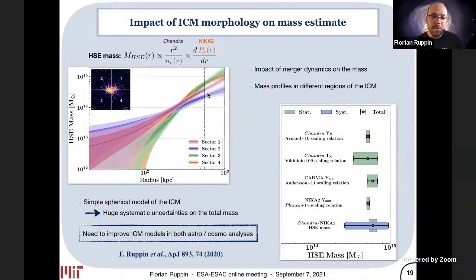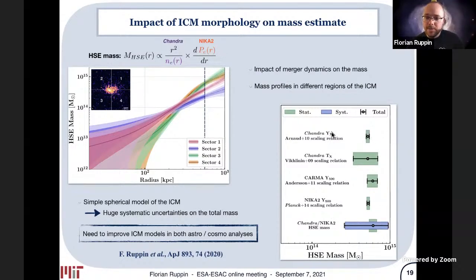And here you can see the mass profiles that we have extracted for this particularly disturbed cluster in 4 different sectors centered on the SZ peak, so the centroid of the cluster. We've done that in order to study a potential impact of the merger dynamics on the mass reconstruction. And what we can see is that a simple spherical model for such a disturbed cluster is obviously not adapted and leads to huge systematic uncertainties on the total mass, as we see here from the scatter of the mass profiles in the outskirts.